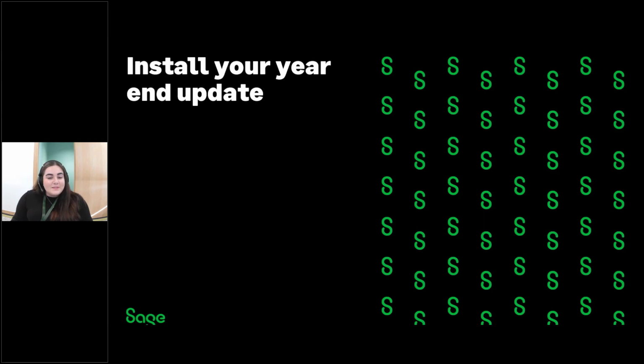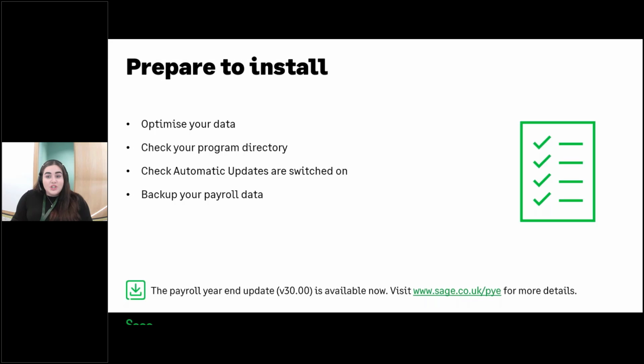Thank you, Duncan. Yes, let's move on to installing the year-end update then. So this is version 30 of Sage 50 Payroll and will soon become a mandatory update. So we've prepared a little preparation checklist for you, just a couple of bits of best practice to help you prepare to install the update and ensure that all goes smoothly. You can still install the update though without doing any of this. Don't panic if you've not done it.